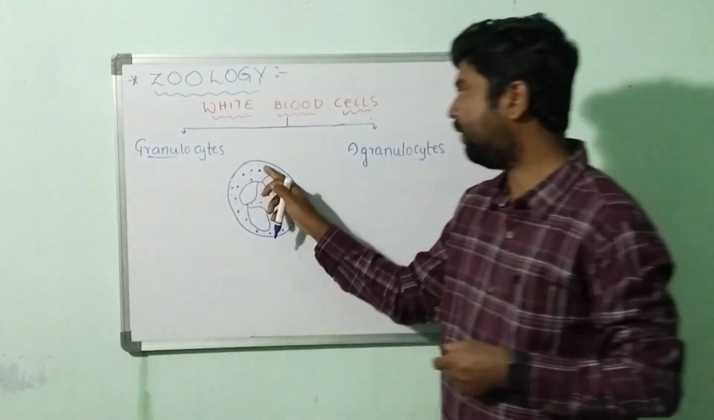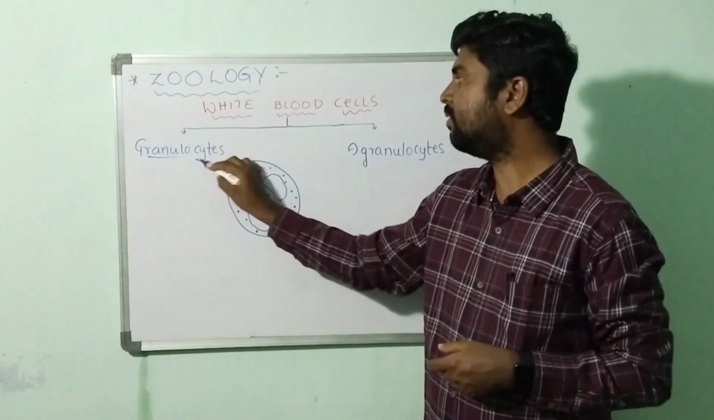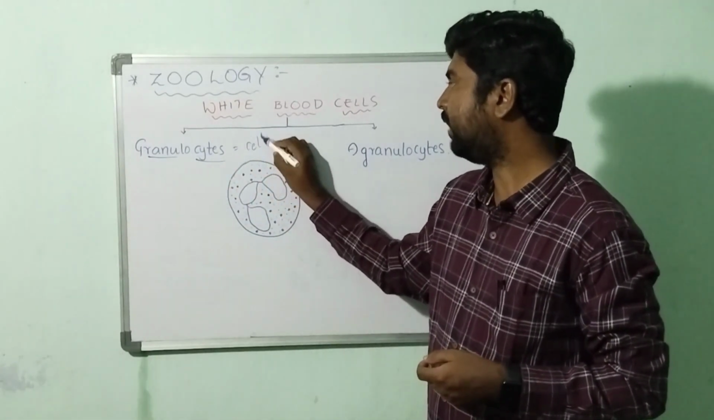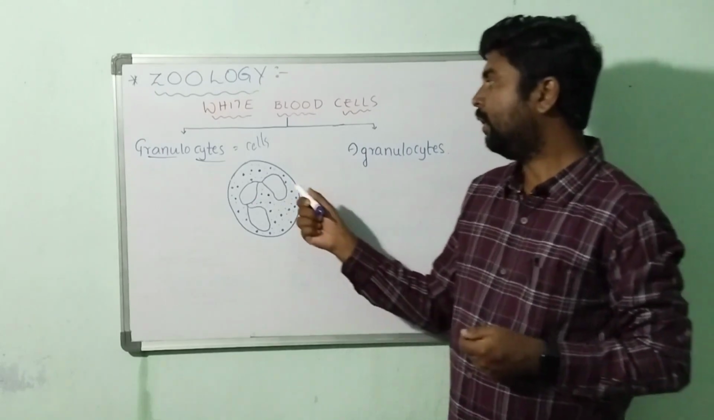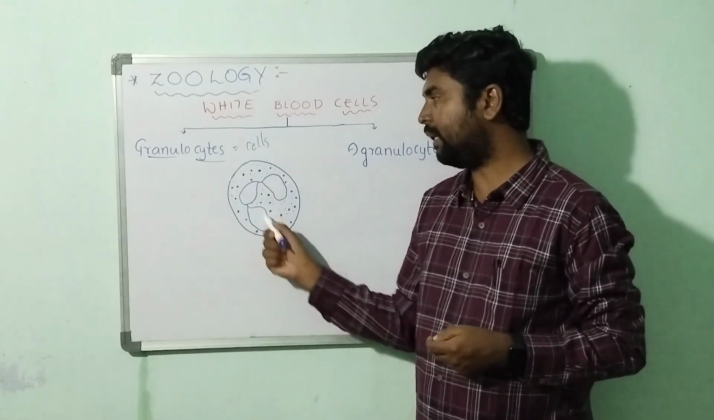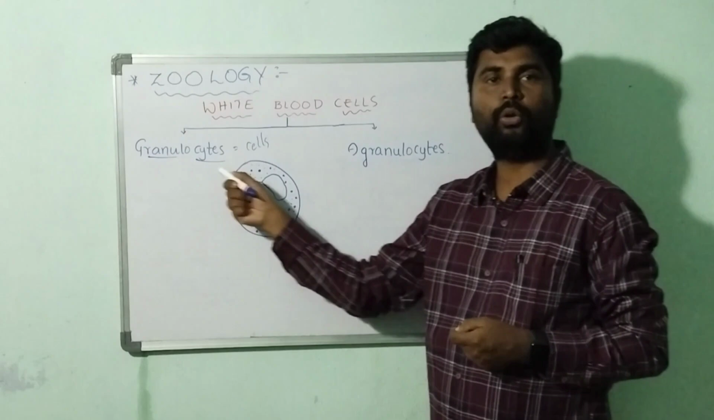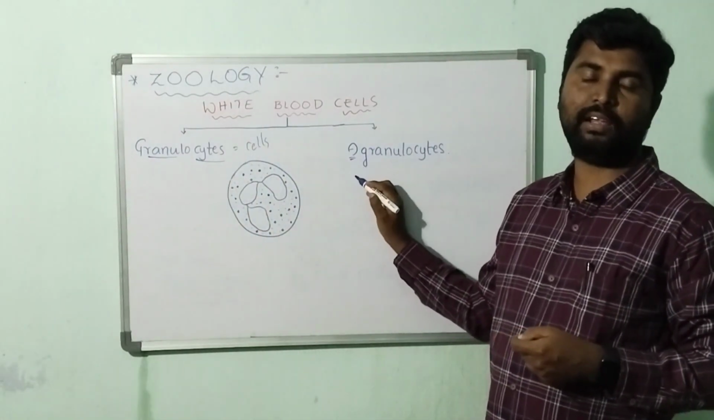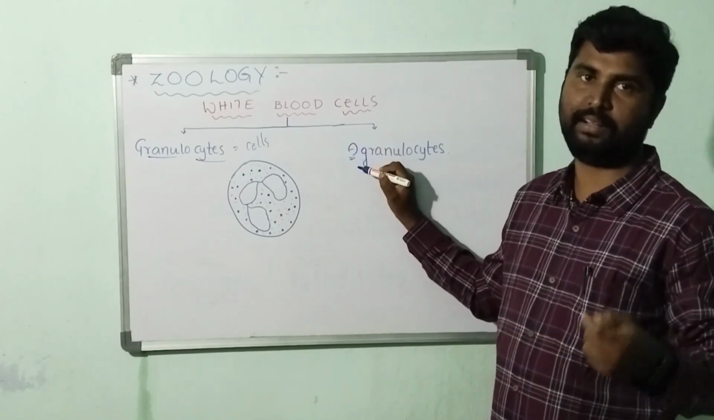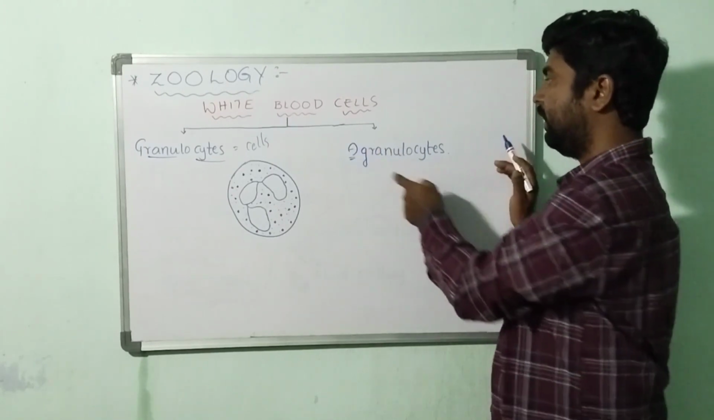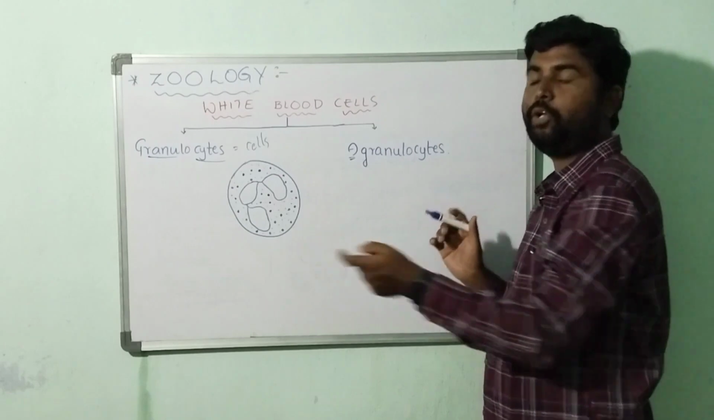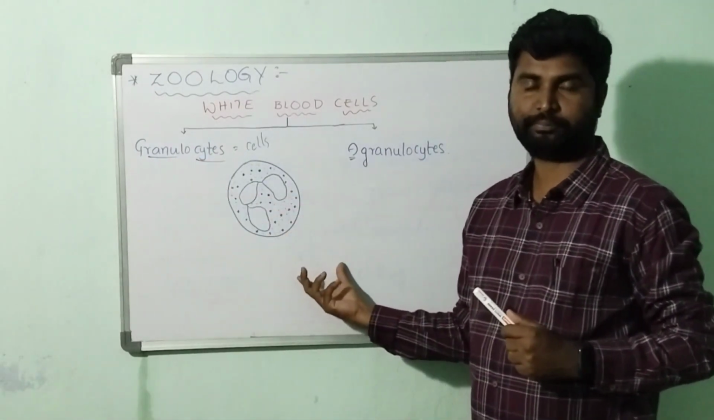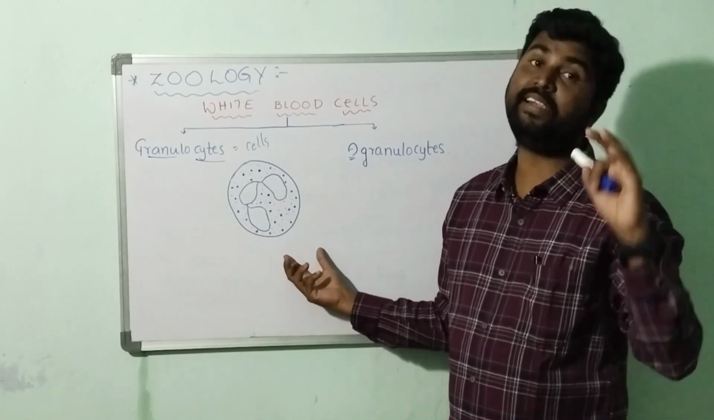Granules means a structure like this. Cyte, in the Latin language, means cell. So the cells in which granules are present we call granulocytes. At the same time, A we usually use for absent. So in agranulocytes, granules are absent, that's why we call them agranulocytes. These granulocytes are mainly three types.